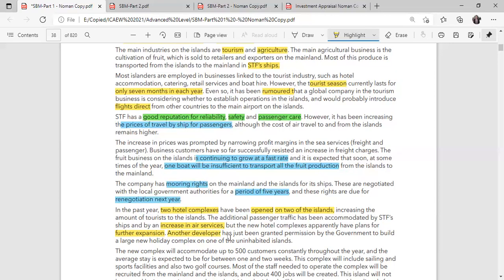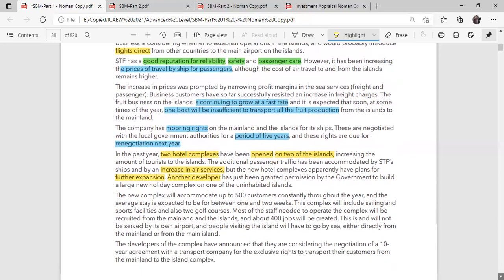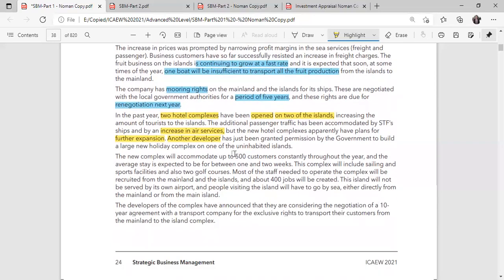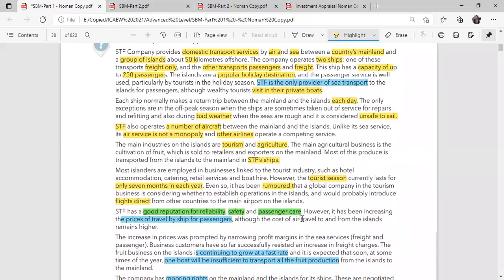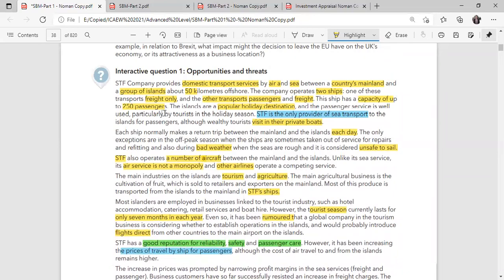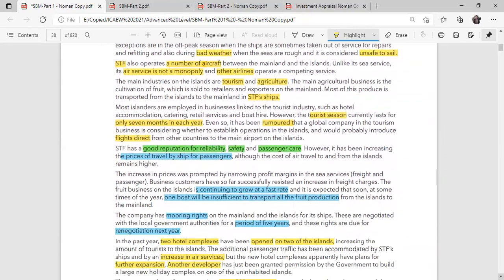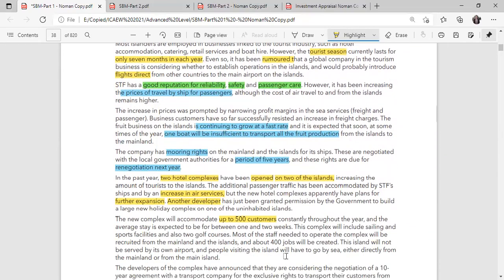This will be beneficial for the customer because they can negotiate hotel rates, hotel charges basically. But again, that is something in favor of our business. Why? Because we see some good growth opportunities in this case. The new complex will accommodate up to 500 customers. You should link this number with your capacity. You can see that we have a capacity of 250 passengers. Our one ship can carry 250 passengers. This hotel has a capacity of 500 customers. That is twice our one ship's capacity.